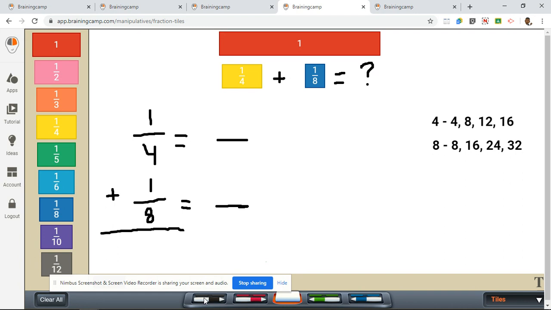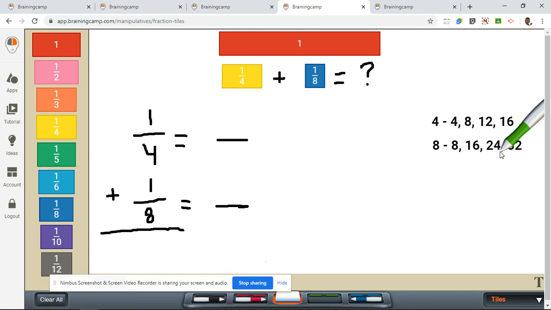All right, hopefully you were able to pause this video and come up with an answer. So let's go ahead and do it. Again, we need a common denominator. So if I list my multiples of 4: 4, 8, 12, 16, and again, I can keep going. List my multiples of 8: 8, 16, 24, 32. Again, I could keep going, but I'm going to stop because I already see that I have something in common.